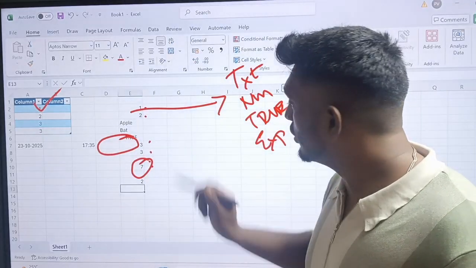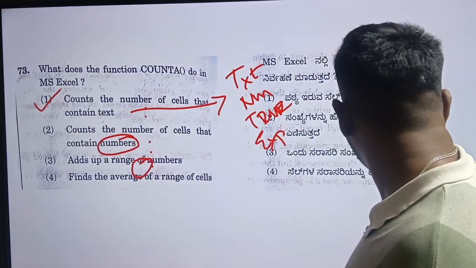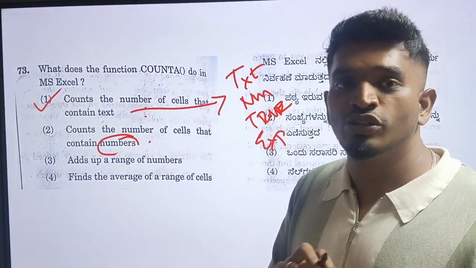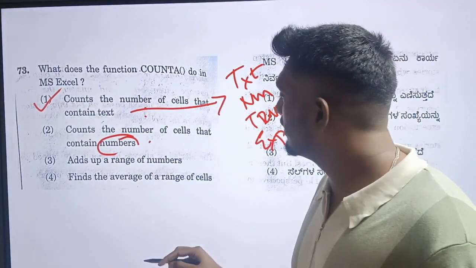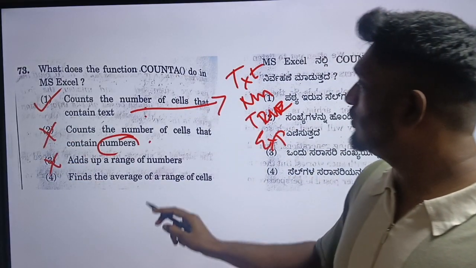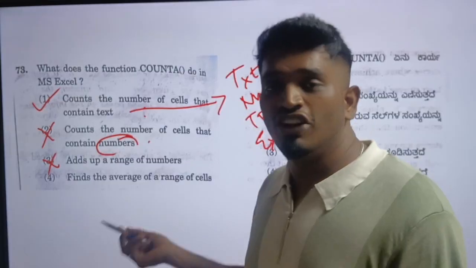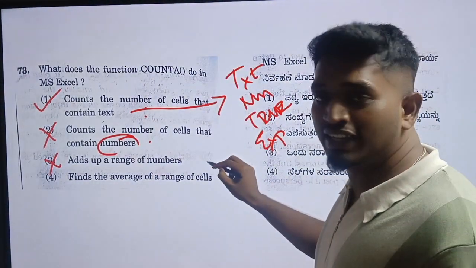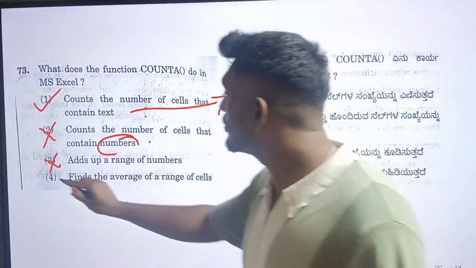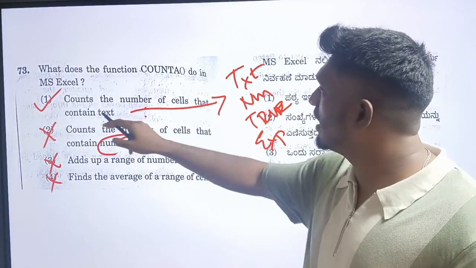Now let's get to our next option: adds up a range of numbers. No, it does not do the work of SUM. SUM is different, this is different. So this is also wrong. The last option is finds the average of a range of cells. So this is also not right. Average is the sum of the values divided by the number of cells. Correct? So this is also wrong. Awesome. So we understood why COUNTA counts the number of cells.